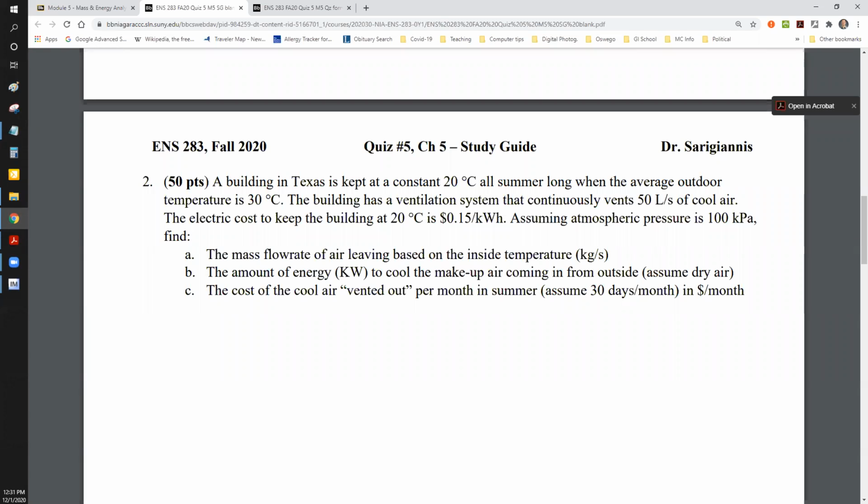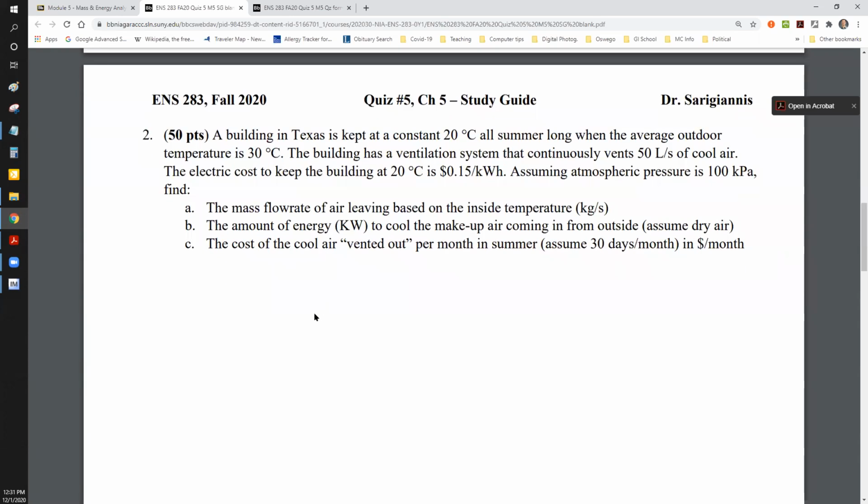All right, so I decided to do this recording through Zoom. Hopefully everything works well. This is the second question on the study guide for quiz number 5.